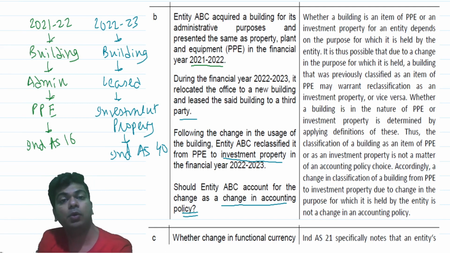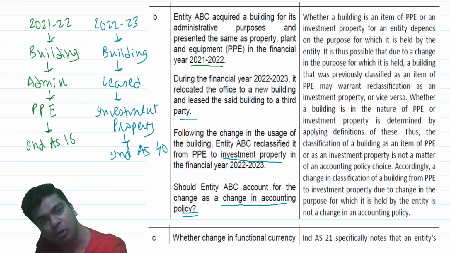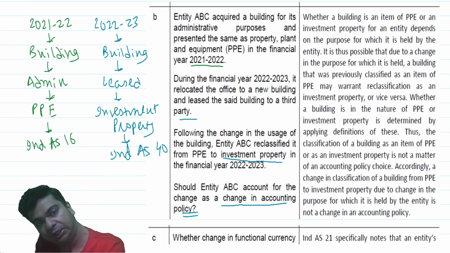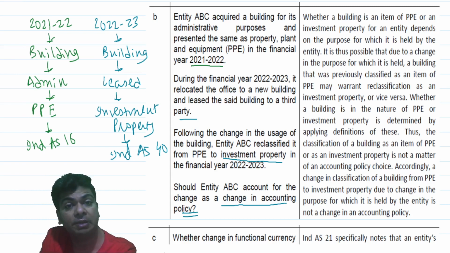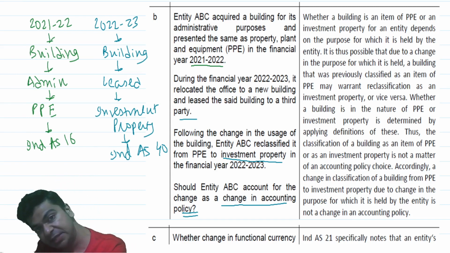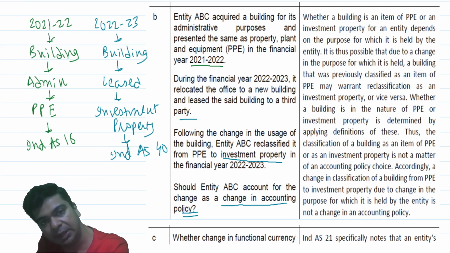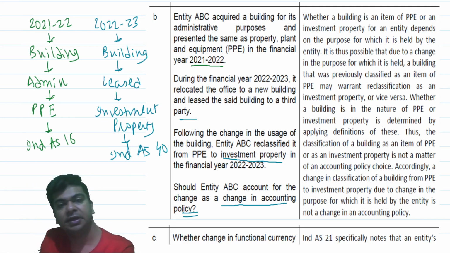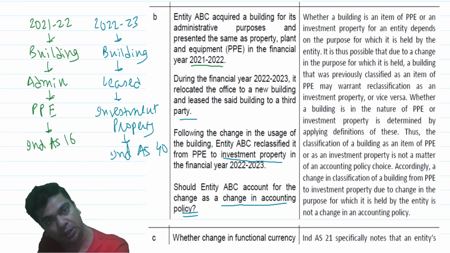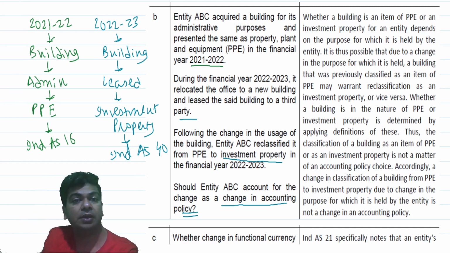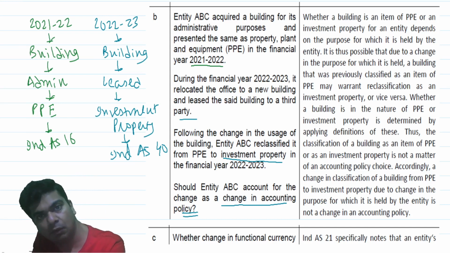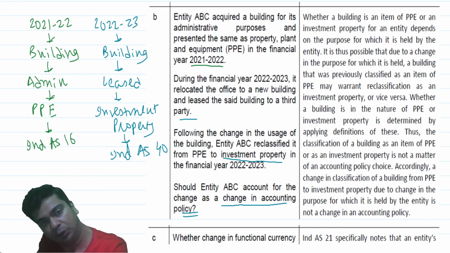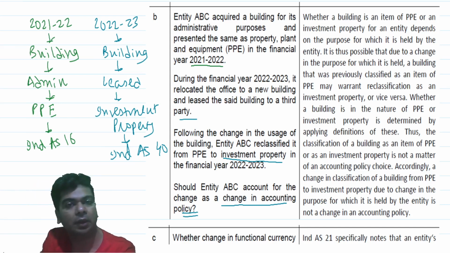Similarly, now that you are no longer using it for your business, but you have leased it out to a third party, your objective is to earn rental income. If your objective is to earn rental income, then this is no longer a PP. It has become an investment property. And hence I have reclassified it as an investment property and now applying Ind AS 40. Whether it is PP or investment property, that classification depends upon the definitions given in the respective Ind AS. The classification depends upon the purpose, the usage, the objective behind this particular building.